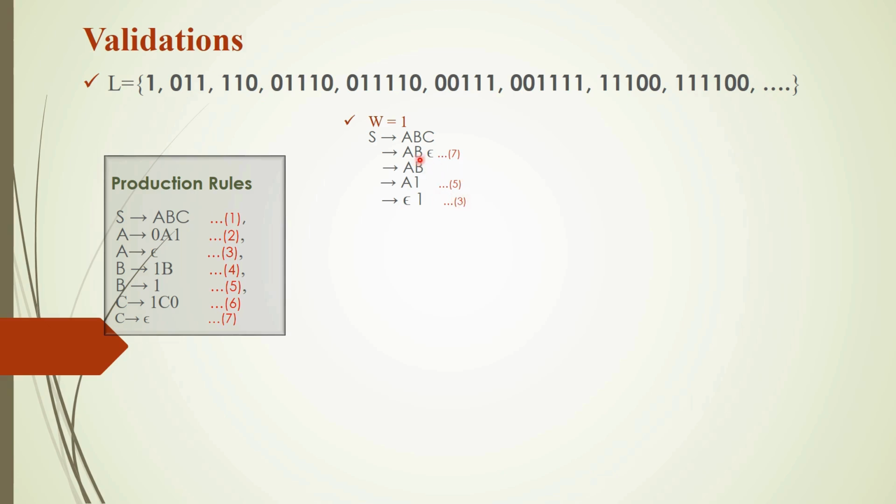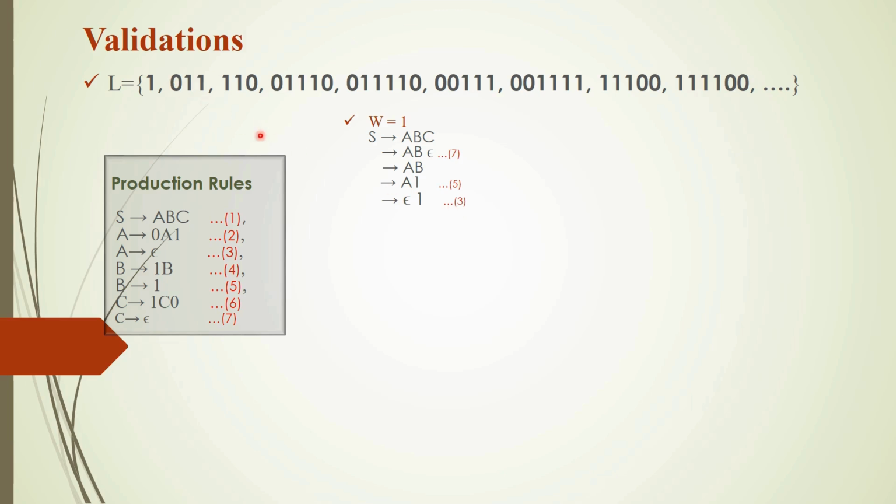For each substitution, there is a rule I mention over here. When I substitute C with epsilon, this is the seventh rule. When I'm substituting B with a 1, this is the fifth rule. Then I'm substituting A with epsilon, which is the third rule.